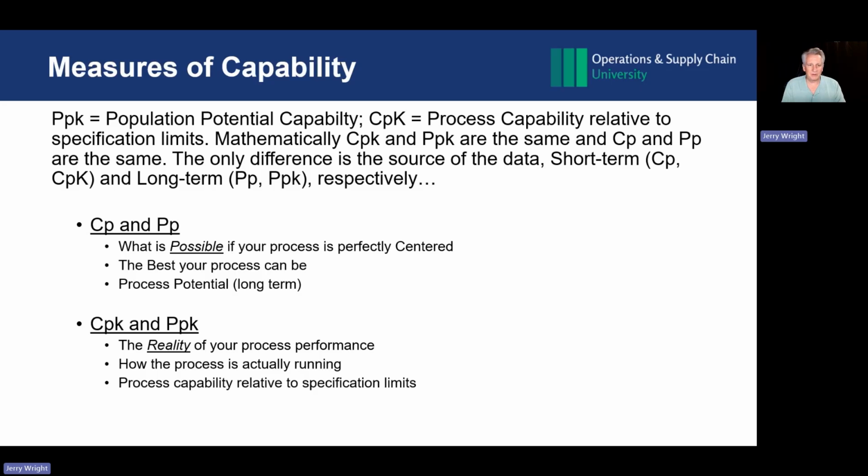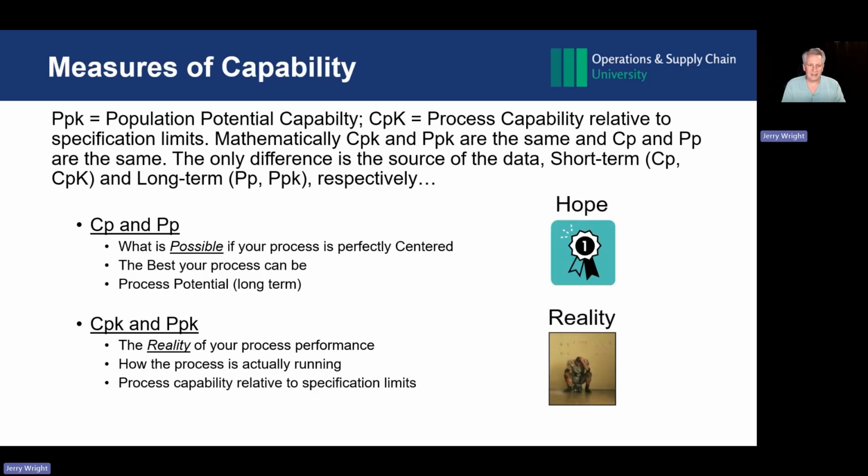So CP and PP, what is possible if your process is perfectly centered? It's the best your process can be, and it's good process potential. So this is hope. The reality is CPK and PPK. It's how the process is actually running and how is it doing relative to the specification limits.